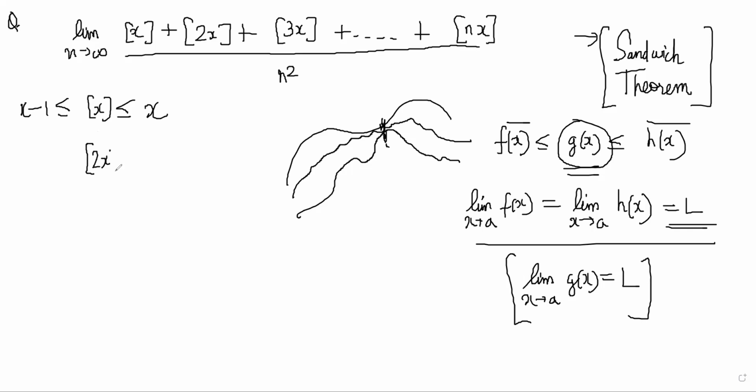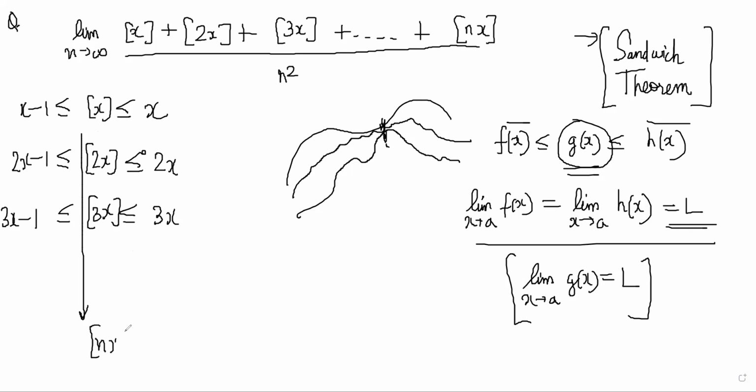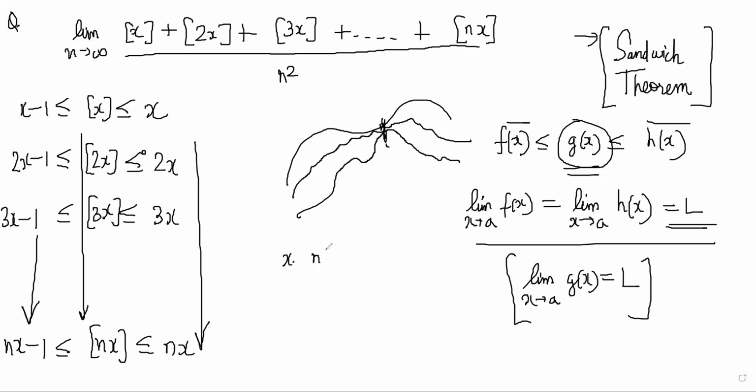Similarly, for 2x GIF, we will write 2x minus 1 less than or equal to this, less than or equal to 2x, and 3x likewise. So you will be able to construct two other functions. Add up all of these till nx, and you can say that it must be greater than this and lesser than this. So let's add this one, and that will be x common, 1 plus 2 till n, so n into n plus 1 by 2, divided by n square.